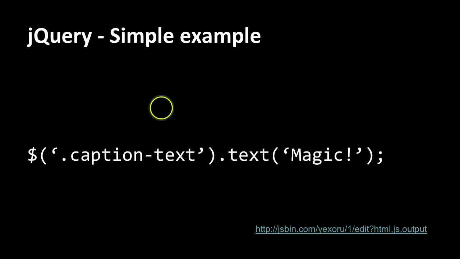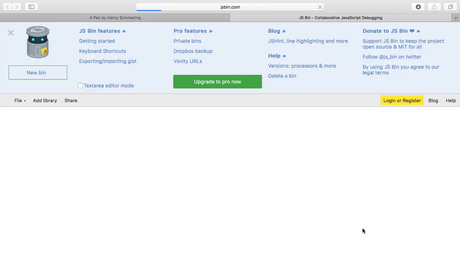So here's an example here. We have the dollar sign, dot, caption, dash, text. Now what does that look like there? Does this look familiar? We've seen something that starts with a dot in our classes, right? So that's a class name that's put in there. So what this is saying is, for all tags that have this class name, change the text or set the text to be magic. And then what it'll do is every class. So let's look at this example here. Hopefully this example works.